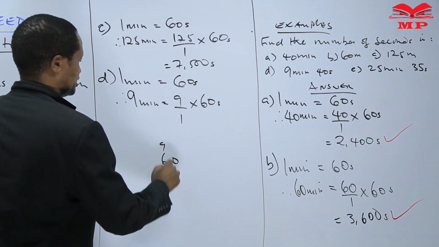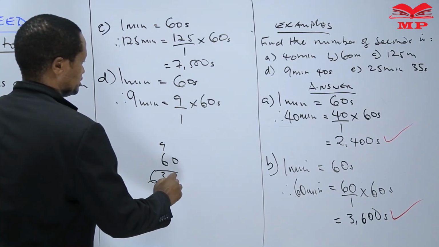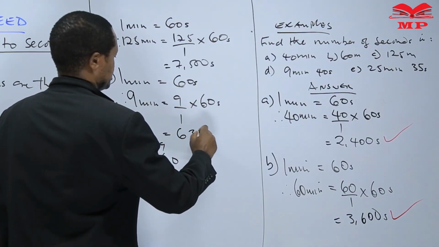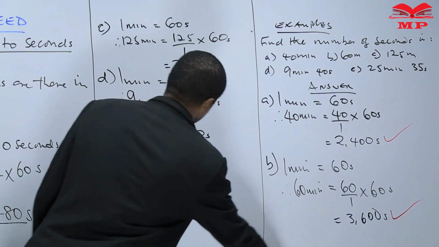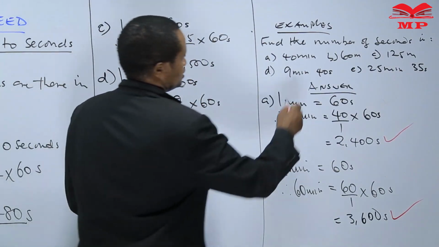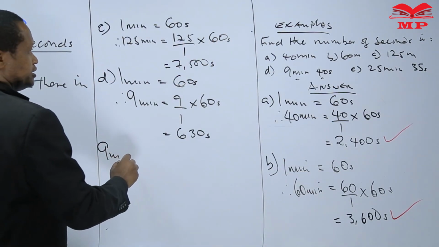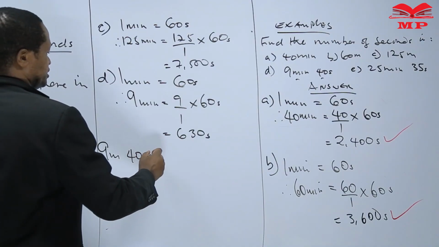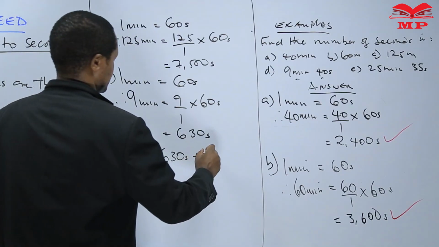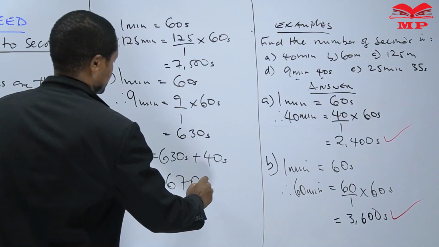60 times 9 is equal to 540. 630 seconds. You are to convert 9 minutes and 40 seconds. So 9 minutes 40 seconds is equal to 630 seconds plus 40 seconds, which is equal to 670 seconds.